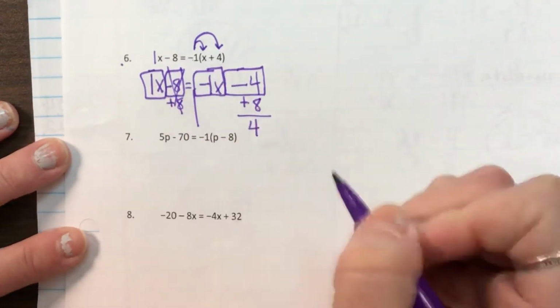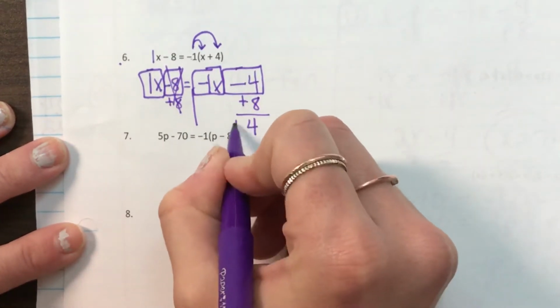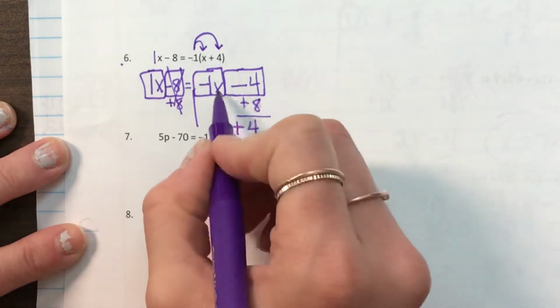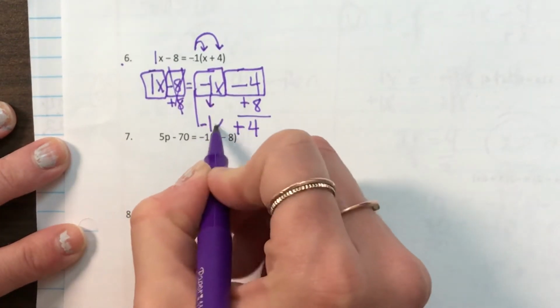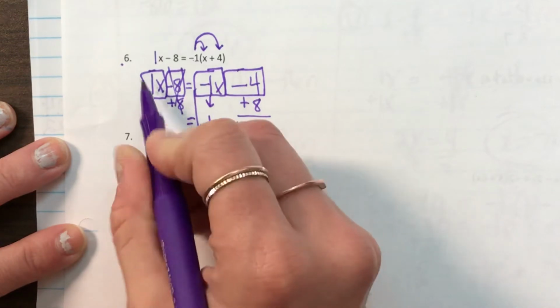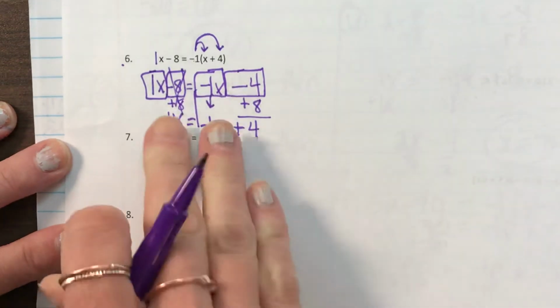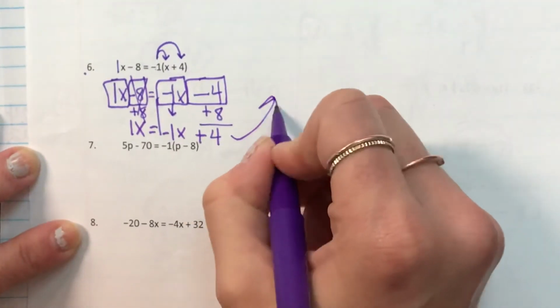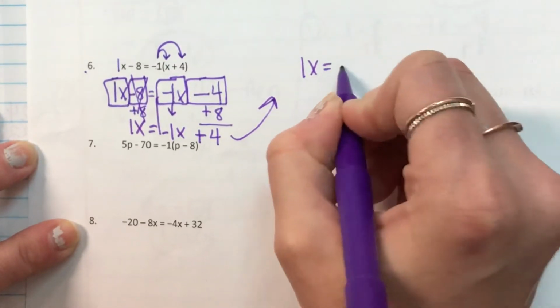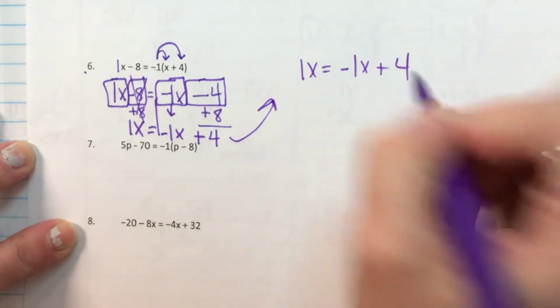And then I'm going to bring everything else down. So since that was positive 4, I'm going to put the plus sign. Bring the negative 1x down, bring the equal sign down, and bring the 1x down over here. And I'm going to rewrite it. I'm out of room already. 1x equals negative 1x plus 4.